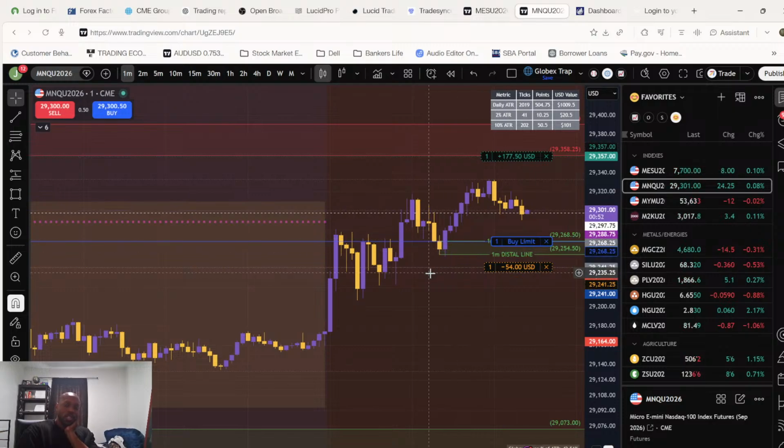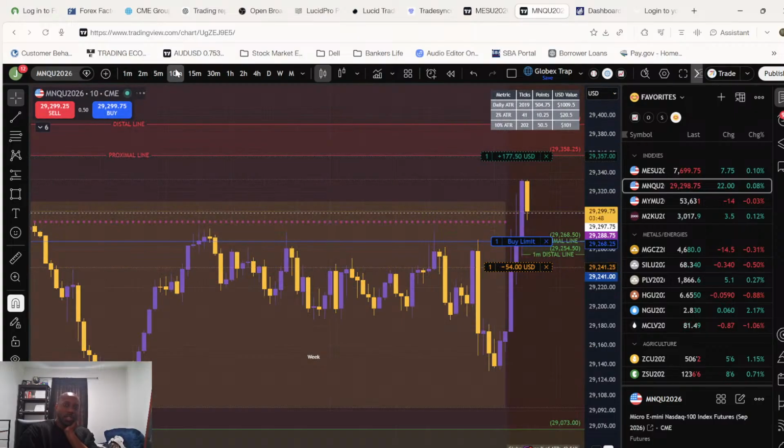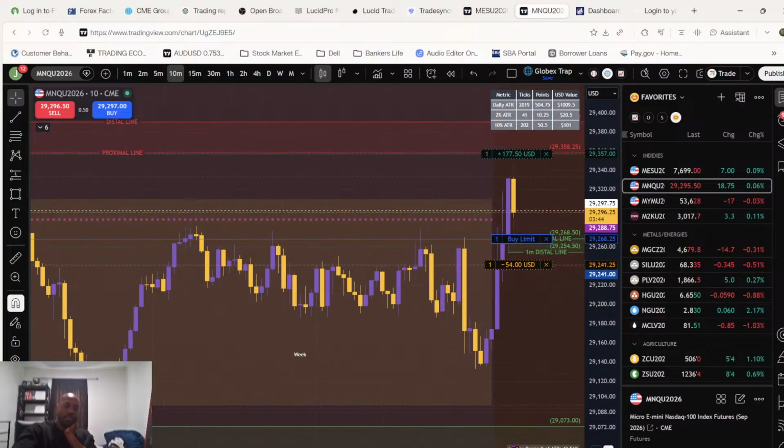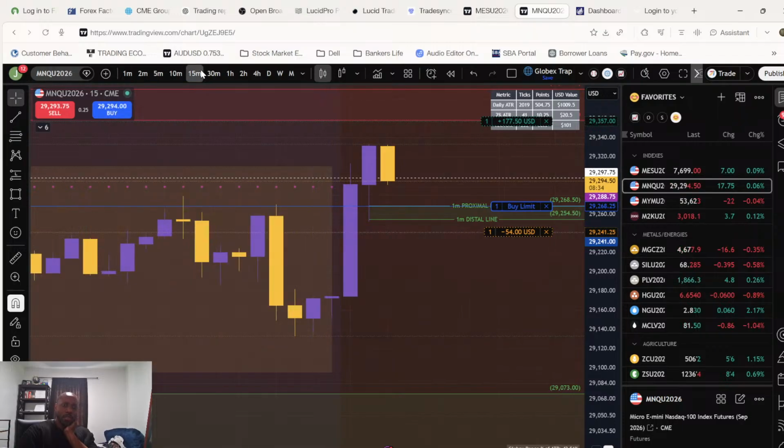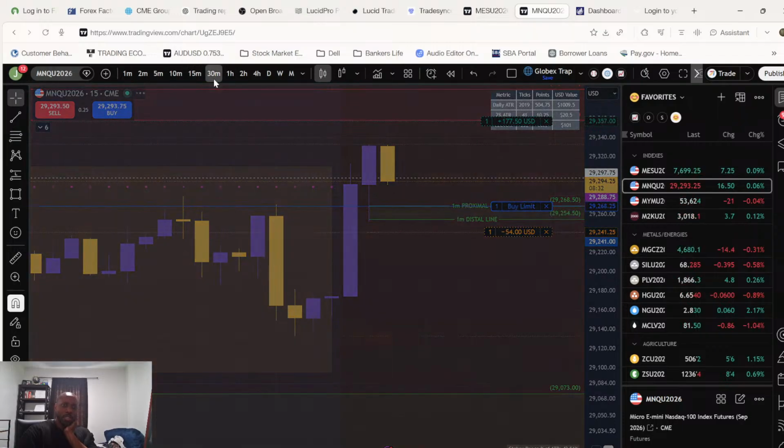Yeah, this is 1 minute. We're talking 10 minutes. We got a gap here, which I restated. That same gap pretty much exists on 15.